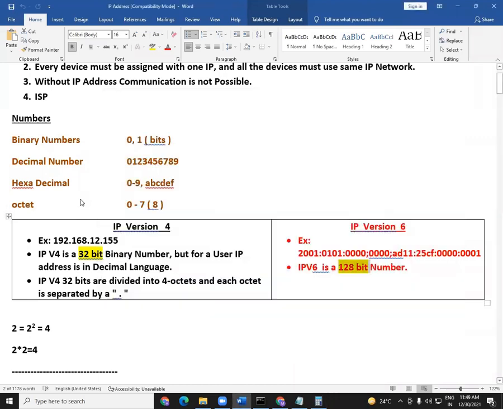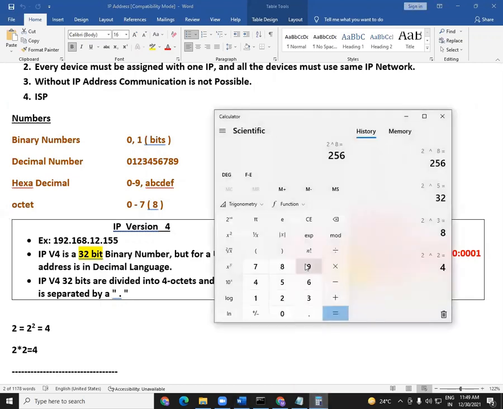Now see, IP version 4 is how many bits? 32 bits. So 2 power 32. Now this is 4 billion plus. Now imagine you are in 1970s or you are in 1980. If you are in 1980 and if someone has told you there are more than 4 billion IP addresses we have in IP version 4, what would you have said then? You would have said like 4 billion is a huge number, right?